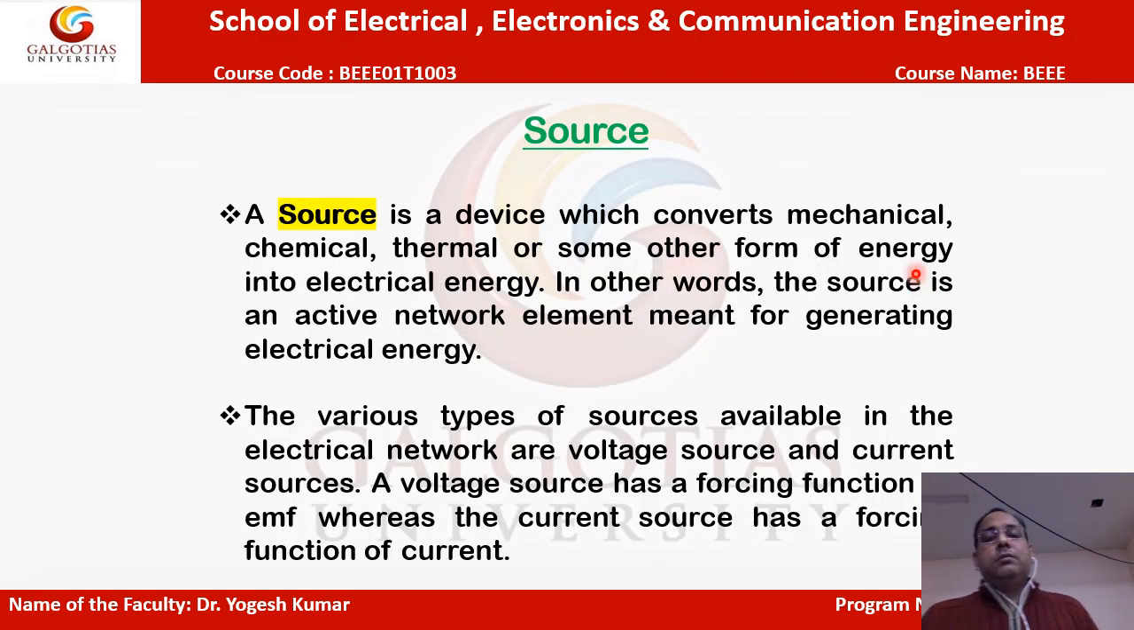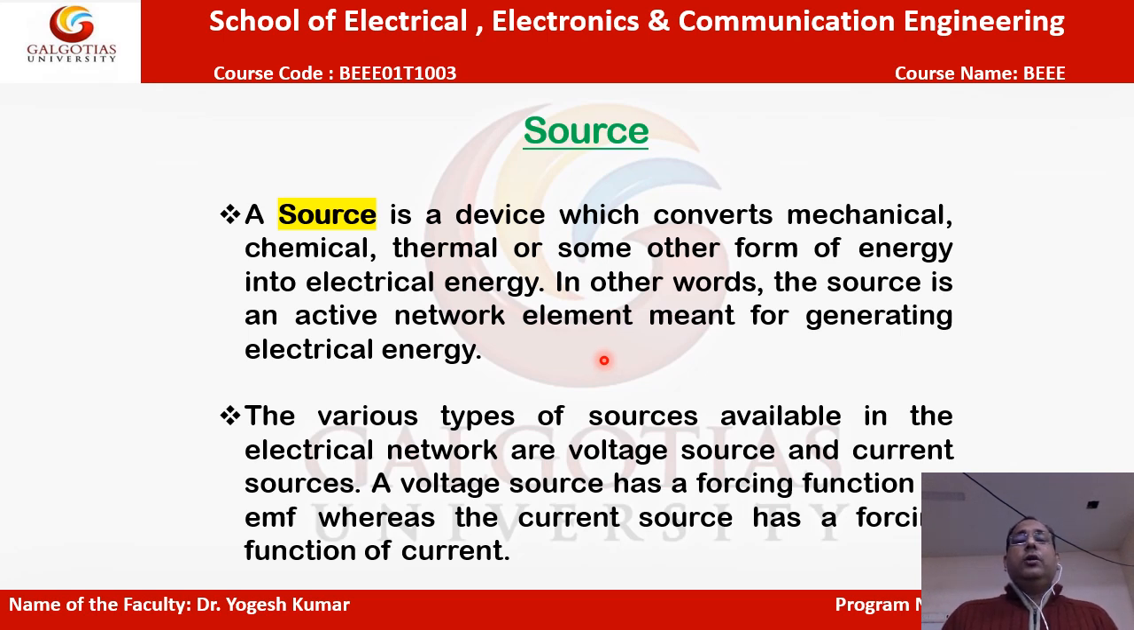Now what is the source? We are considering the voltage source and the current source. Source is nothing but that which provides the electric energy to any network or circuit. On that basis, any appliances can work. So source is a device that converts mechanical, chemical, thermal or some other form of energy into electrical energy. In other words, the source is an active network element meant for generating electric energy.